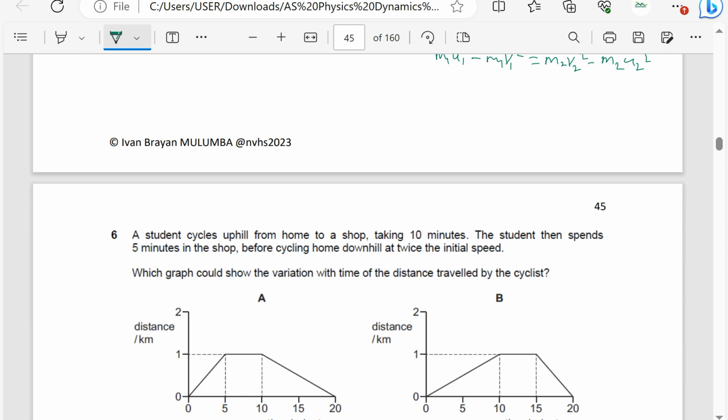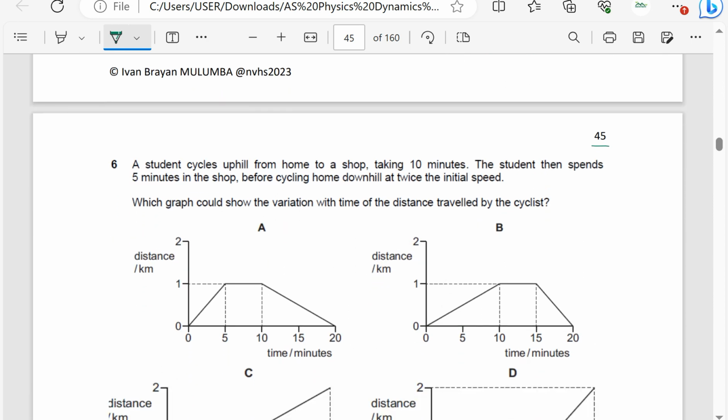from page 45. A student cycles uphill from home to a shop, taking 10 minutes. The student then spends 5 minutes in the shop. So here he's at rest. Before cycling home downhill at twice the speed, so here the gradient should be twice. Which graph could show the variation with the time of the distance traveled by the cyclist?